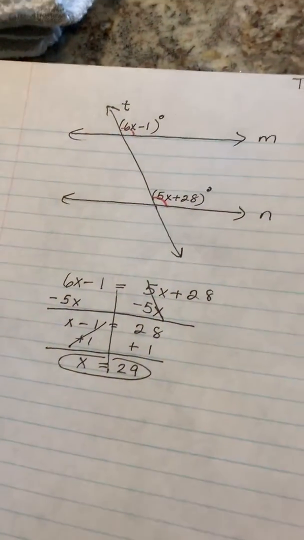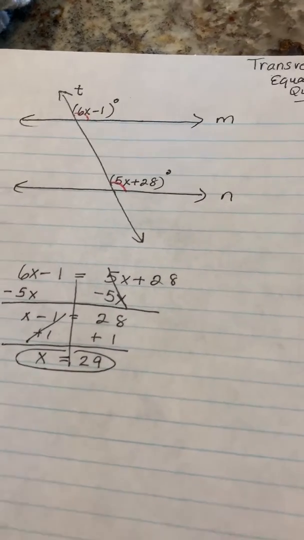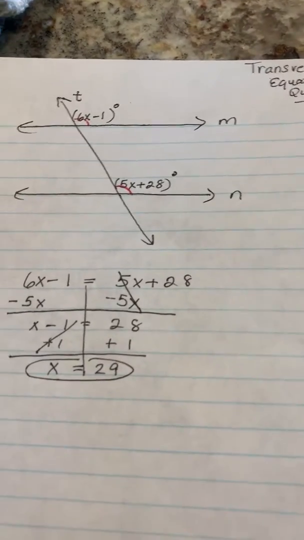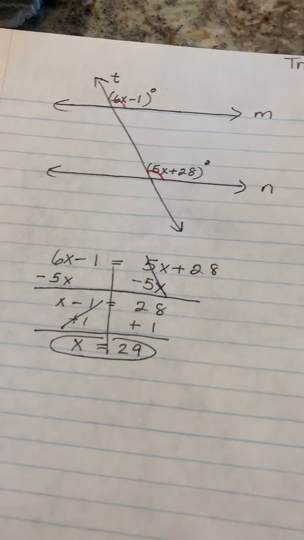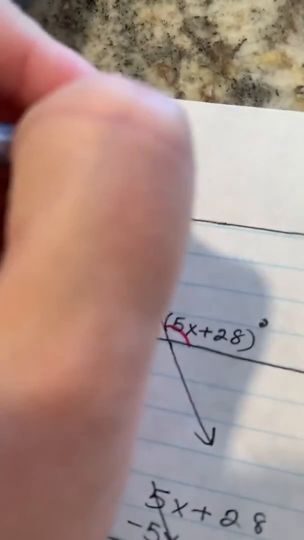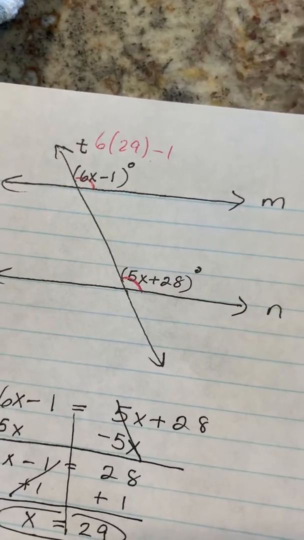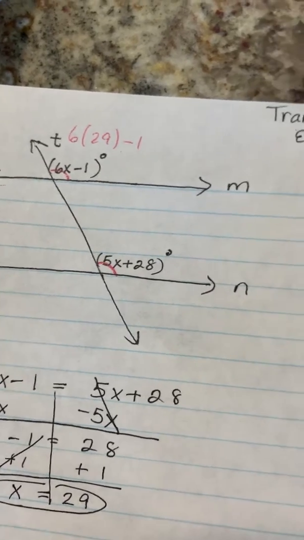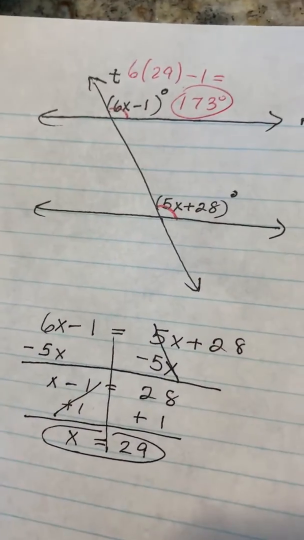If they asked you to find the angle themselves, which I think the Khan Academy video showed you as well, you would substitute x as 29, and then you would evaluate each expression, and they would actually be equal because they're supposed to be equal. Corresponding angles are equal. So for example, if you substituted x in for 6x minus 1, so 6 times 29 minus 1. If I put that into my calculator, I get 173. And that would be the degree of that top angle. So the bottom angle should be the same. We could verify that though.